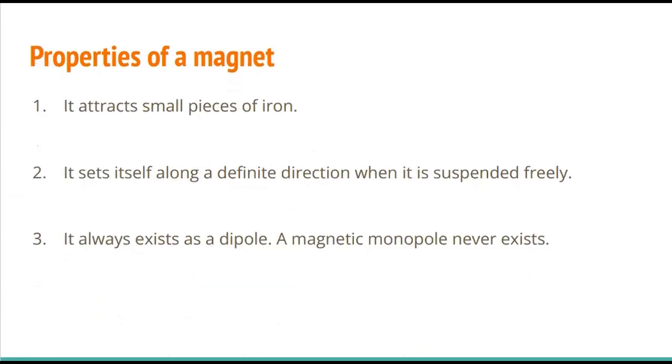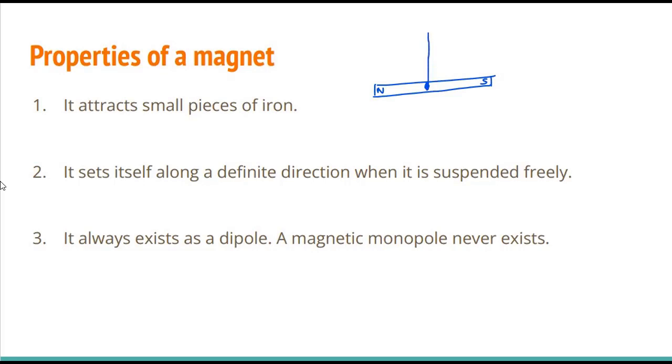Now we will see the properties of a magnet. The first property is very simple. It attracts small pieces of iron. We all know that. Second, it sets itself along a definite direction when it is suspended freely. Now, if you take a bar magnet, say it has a north pole and a south pole, and you tie this magnet at the center with a string and suspend it freely, allowing it to rotate freely, what will you see then?